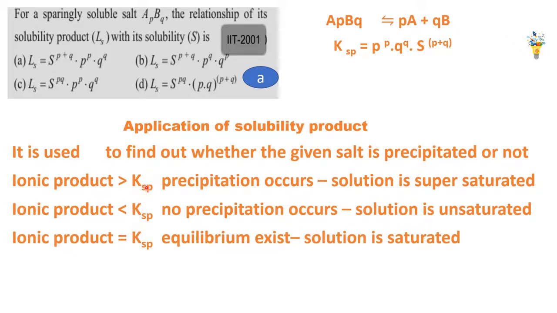One is the solubility product, that is the equilibrium condition, and the other is the initial concentration. If it is greater, the precipitation occurs. If it is less than the solubility product, no precipitation, and the solution is unsaturated. And if it is equal, automatically it is the equilibrium, so the solution is the saturated one.